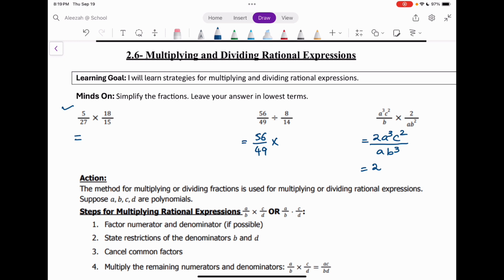it and then multiply. For example, here I can divide 5 and 15 by 5, so 1 and 3. 18 and 27 can be divided by 9, so it's 2 and then 3. What I'm left with: 1 times 2 is 2, and 3 times 3 is 9. So that's my answer. Okay, when you divide two fractions, we have to flip the second one, right?